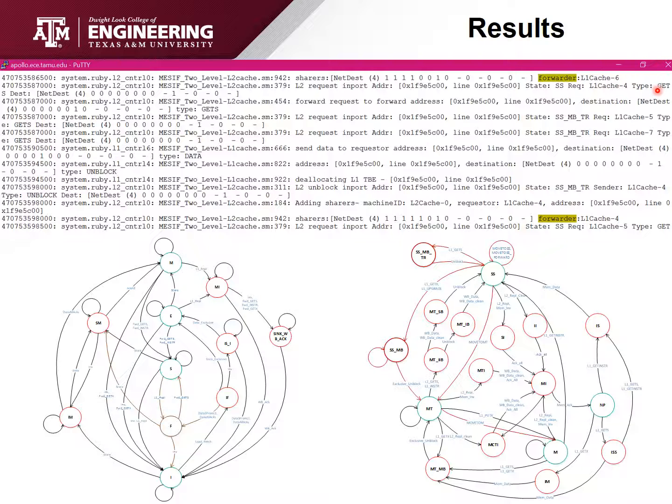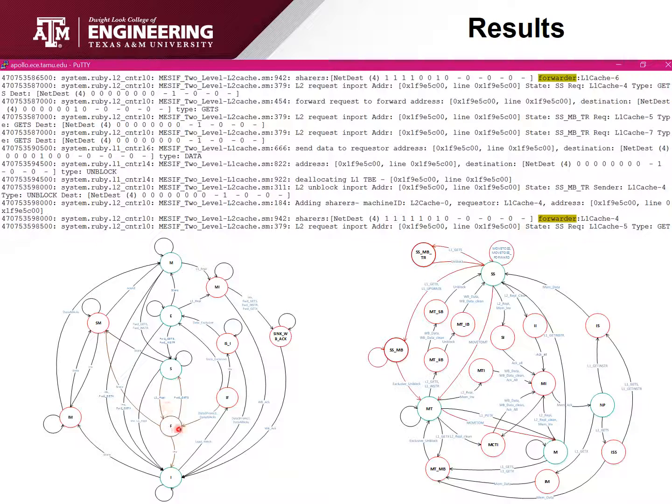Now next, it receives a GETS request from cache 4. That means cache 4 moves from I state to IF state after giving that GETS request to L2. Also, the L2 cache moves from SS to SSMBTR on getting that GETS request. Now, once L2 receives the request, it forwards the request to the forwarder, that is cache 6. And we can verify from the destination vector that the destination for that forward GETS is cache 6.